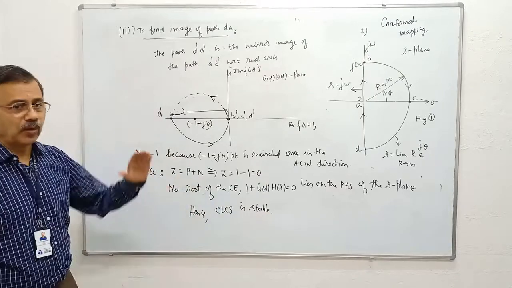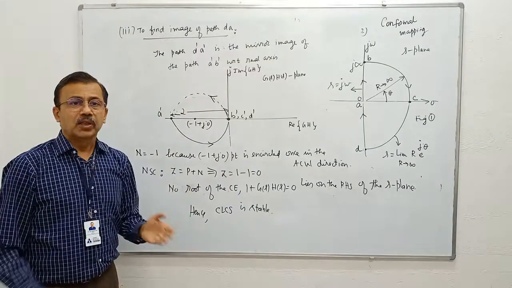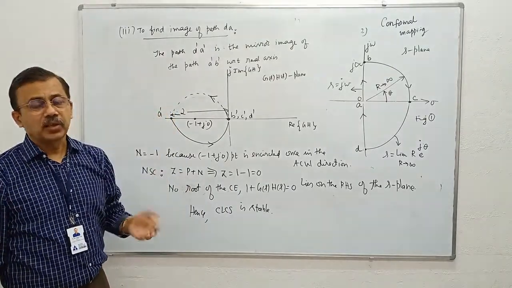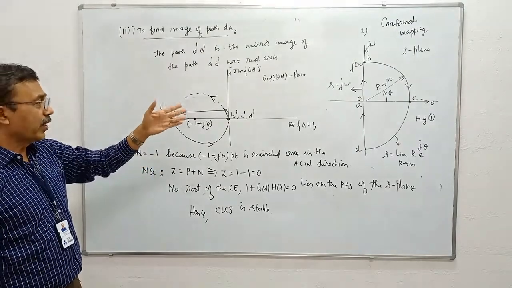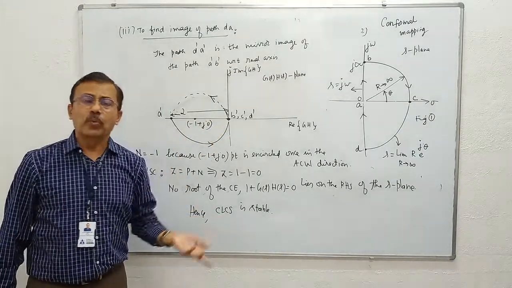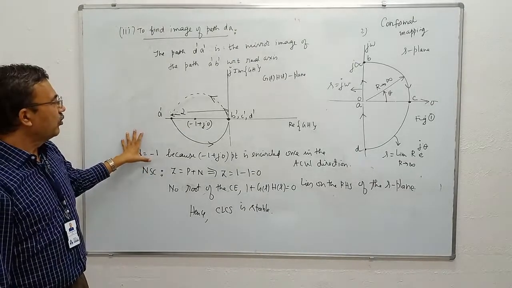So anything is possible. Open loop could be stable, closed loop may become unstable. Nyquist stability criterion is used to find only closed loop stability. Open loop stability could be found out by just looking at the pole diagram. If any pole of G of S, H of S is on the right side of the S plane, open loop control system is unstable. So please go through these problems.